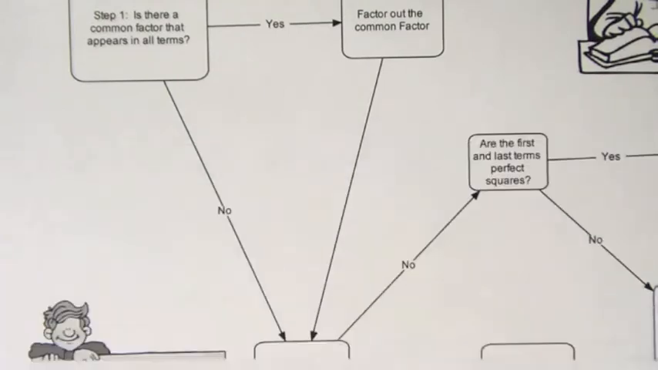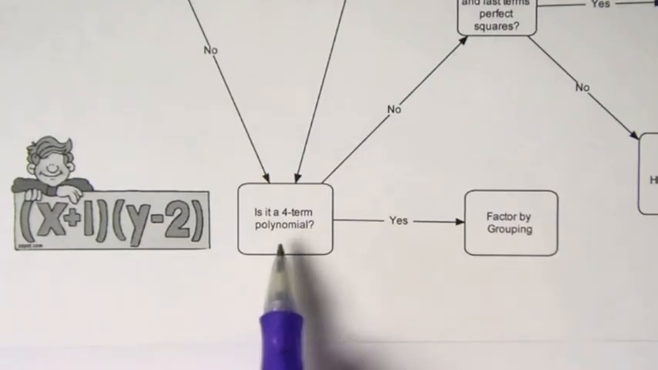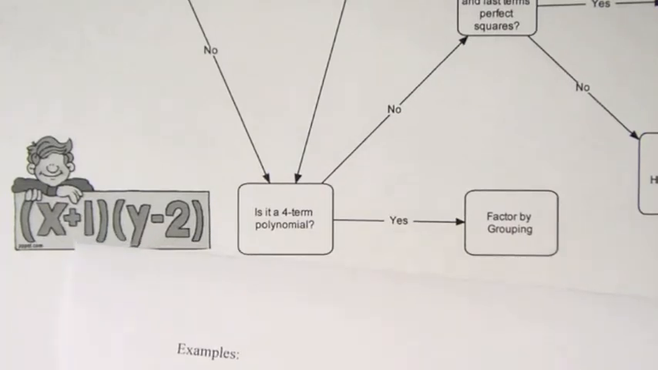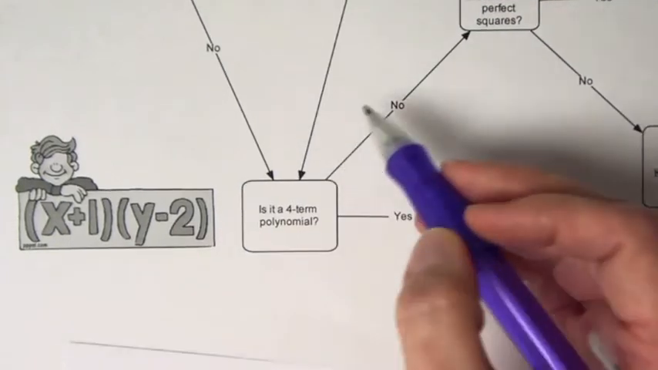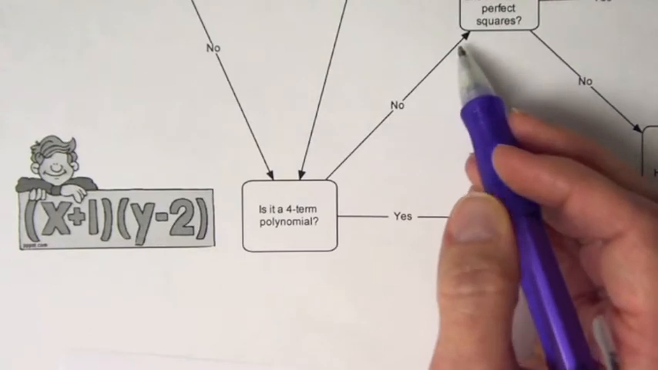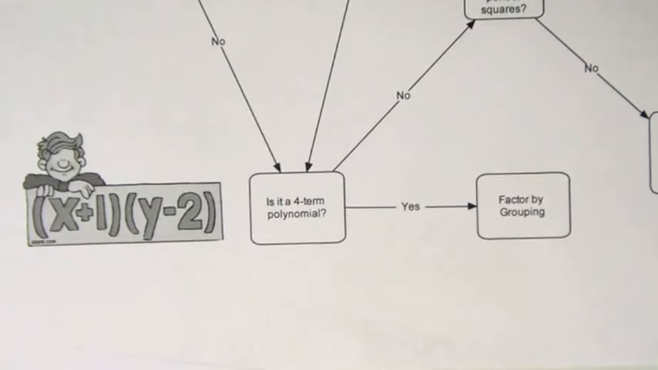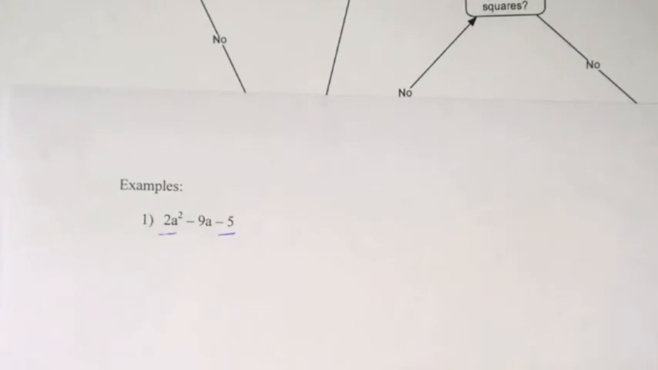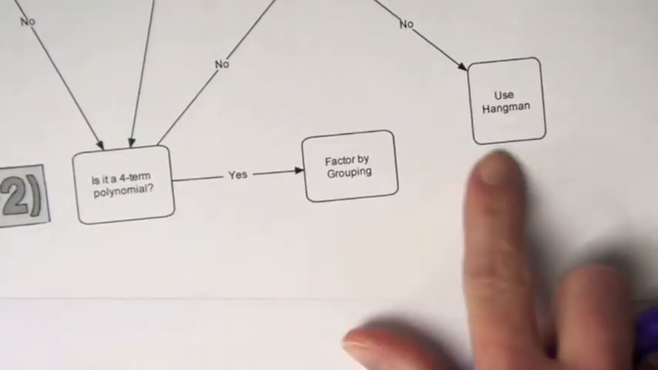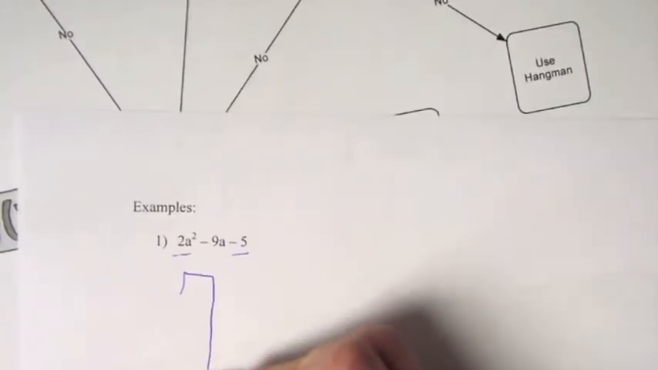Okay, so then we're going to come down here where it says no, and we're going to follow this flow chart down to here. It says, is it a 4-term polynomial? Well, this polynomial only has 3 terms. So we're going to keep going on the no side. If we come up here to no, it says, are the first and last terms perfect squares? So now I'm going to look at 2a squared and 5, and neither of those are perfect squares, so I have to say no. So I go down here to no, and it tells me I must use hangman. So that tells me that on this problem we need to do the hangman.